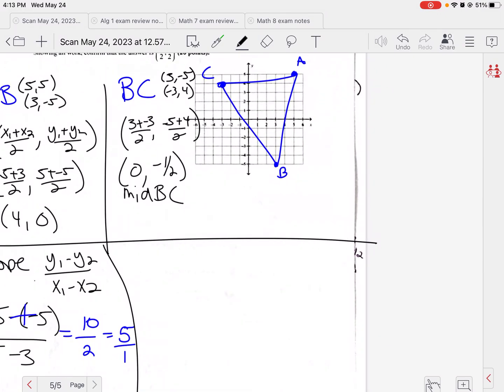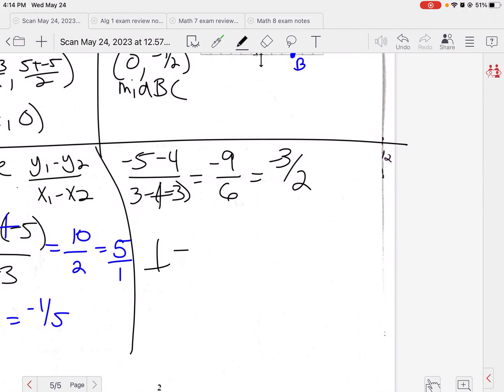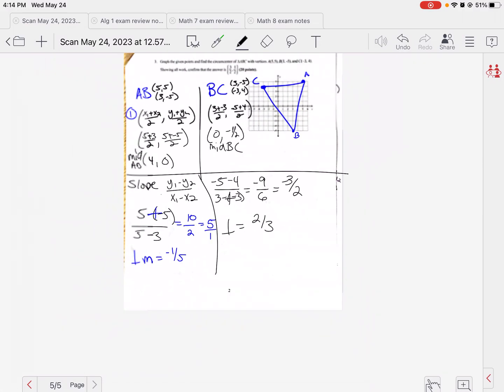Remember, this is over 1. To find the perpendicular slope, we flip the fraction and we flip the sign, so it's -1/5. Okay, let's go ahead and do that with BC here. We're going to have y1, which is -5 minus 4, over 3 minus -3. This becomes -9 over 6, because that becomes a big plus sign. This will reduce to -3/2. And then for the perpendicular slope, we flip the fraction and change the sign. Since it was negative, it's going to become positive, so 2/3.